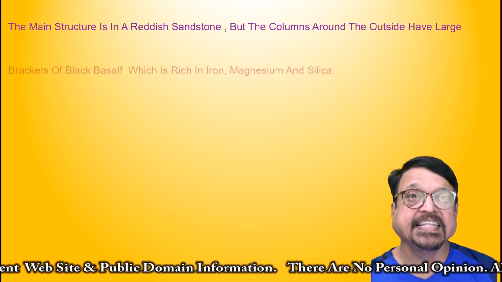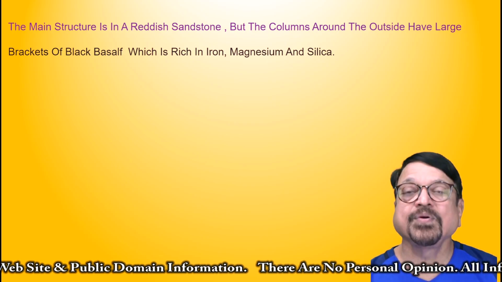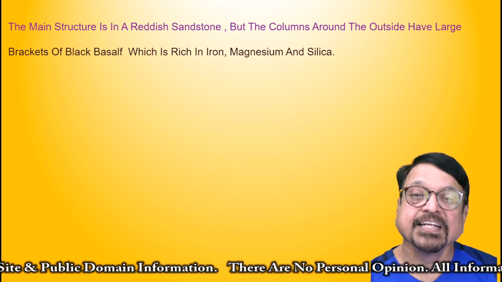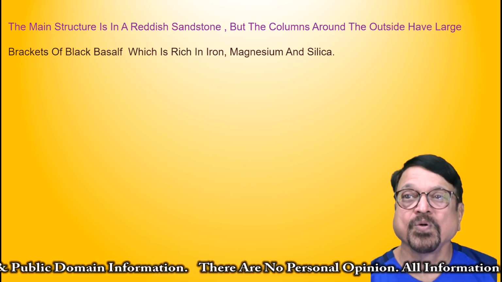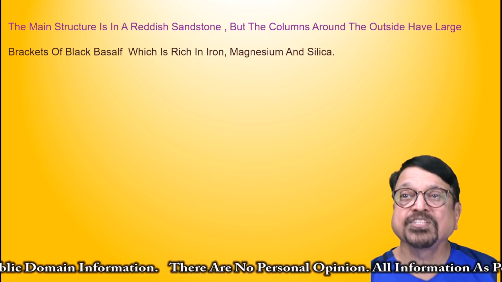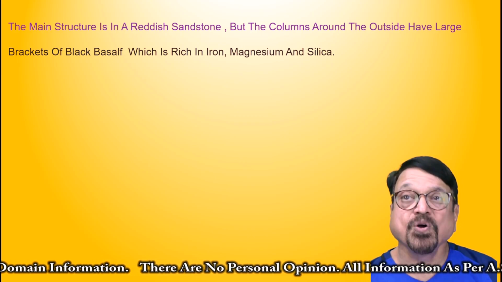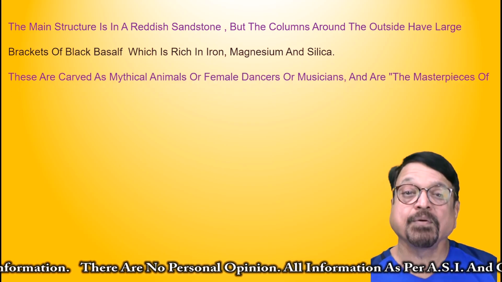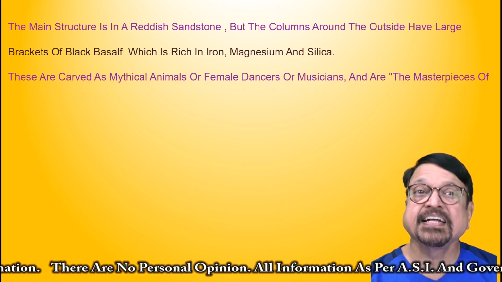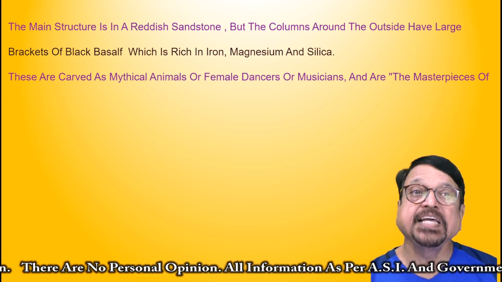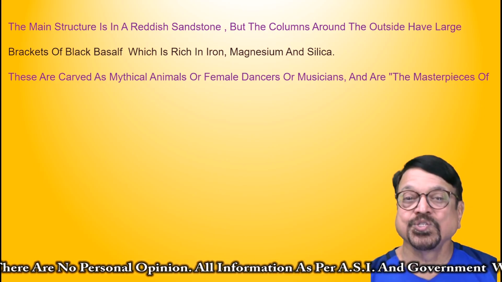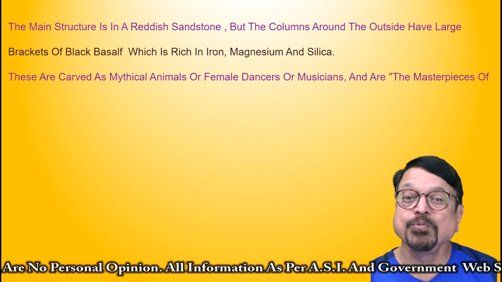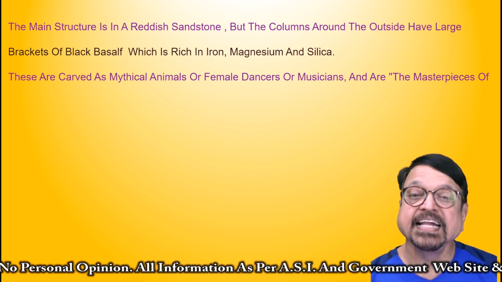The glory of sandstone is that it is easy to mold. You can chisel it into any shape you want. Then the brackets are of basalt, which is rich in iron, magnesium and silica. That was a big advantage they had when they constructed the musical pillars. Now the musical pillar or musical structure is inside the sanctum.